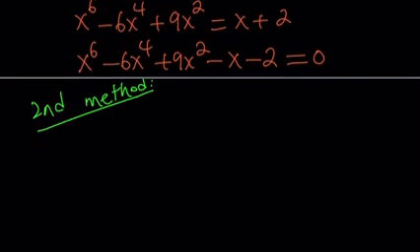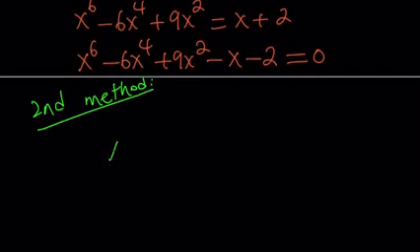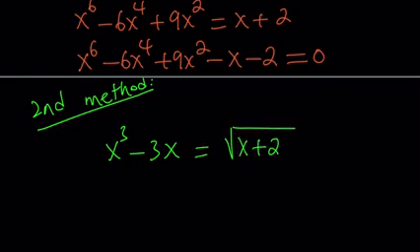I'm going to rewrite our equation. We have x cubed minus 3x is equal to the square root of x plus 2. Now, this second method is motivated by the presence of something under the radical. And also, the expression on the left-hand side should give you an idea too, right? So we're going to be doing a little bit of inequalities here. We'll talk about some trigonometry, and so on.